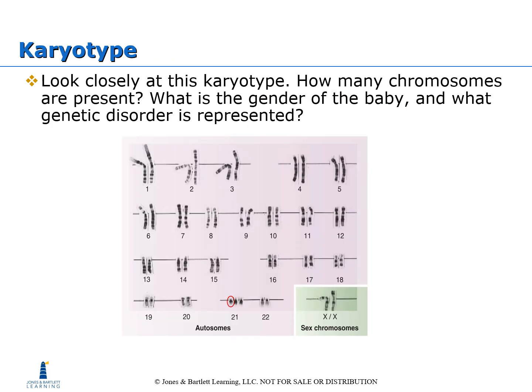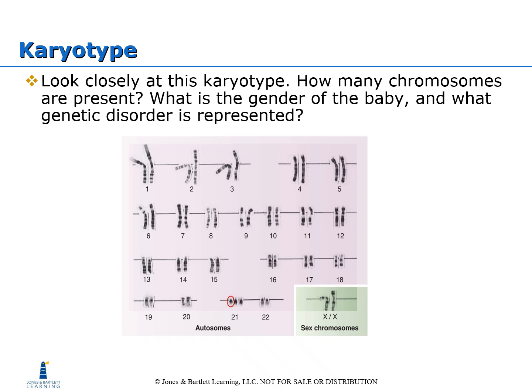Karyotype. Look at this karyotype. Count the pairs. There are 23 pairs, so 46 total. The sex chromosomes are XX, so female. Now look at chromosome 21. There are 3 copies, not 2. That's trisomy 21, which is Down syndrome. So the answer to the question you can see on the slide.